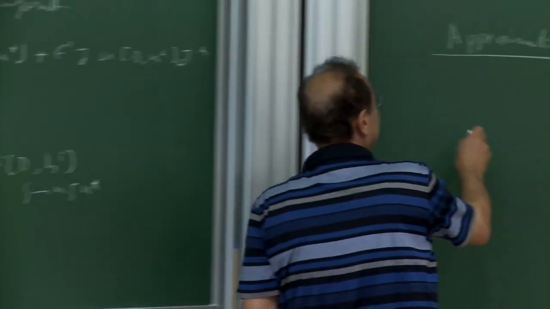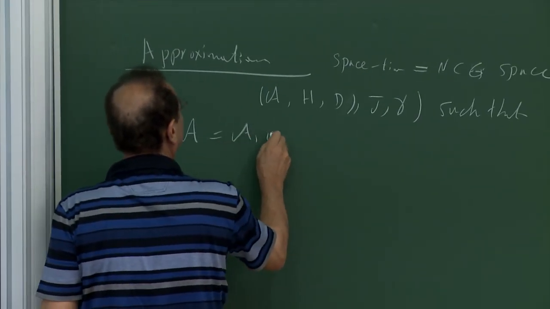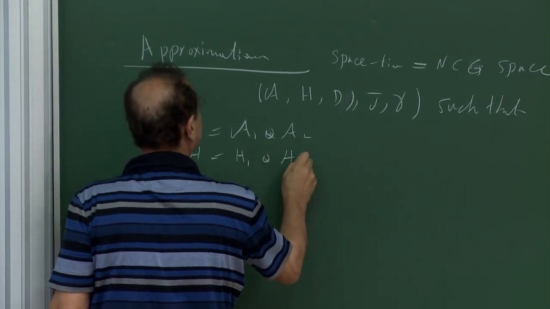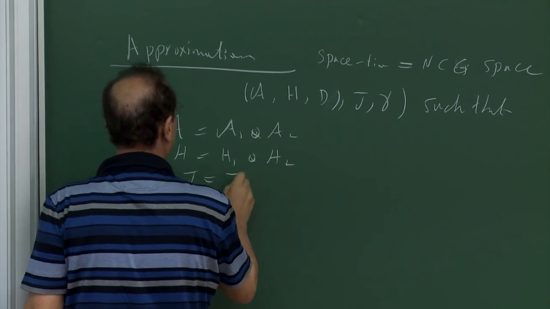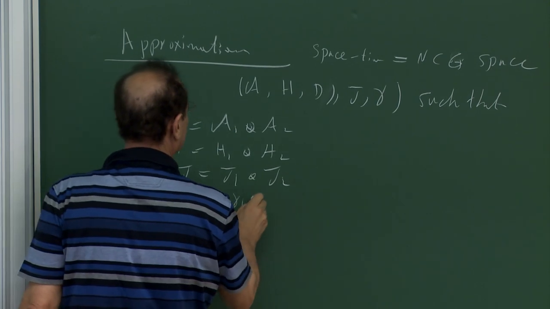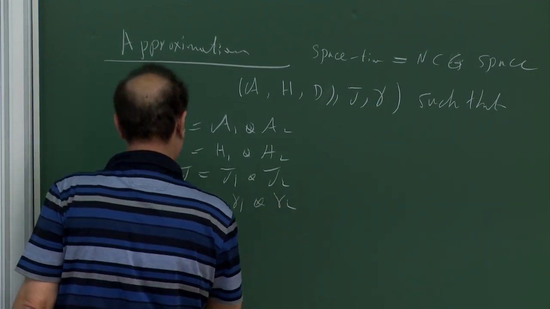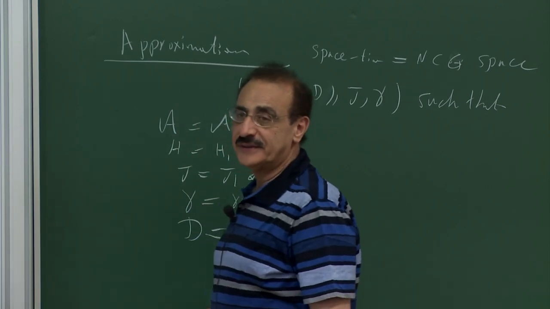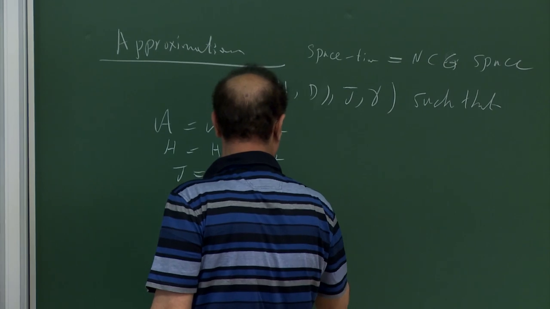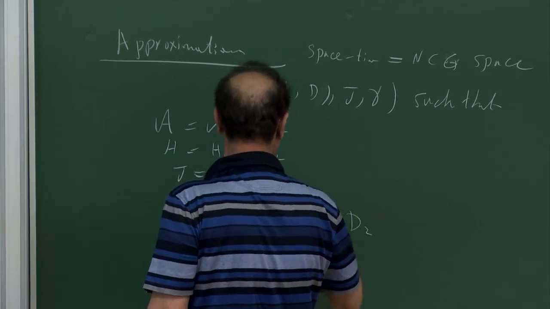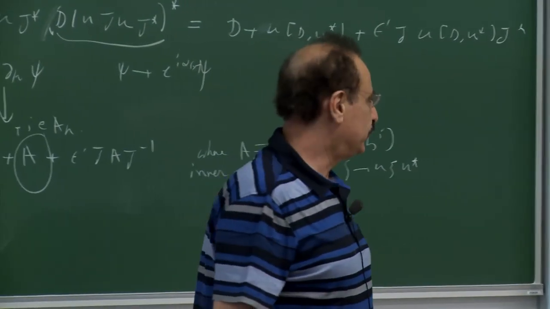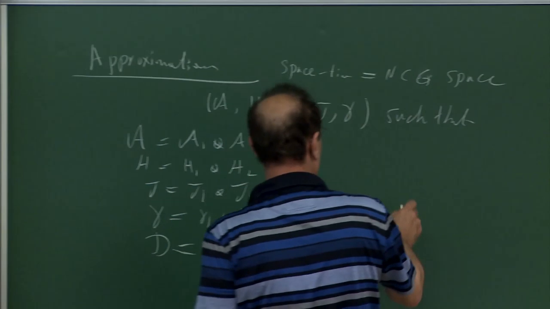Okay? So in this case, I can say A equals A1 tensor A2, H is H1 tensor H2, J is J1 tensor J2, gamma is gamma 1 tensor gamma 2. However, the D is not trivial. It is D1 cross 1, say, plus gamma 5, as Pierre has suggested, cross D2, where gamma 5 with D1 anticommutes.